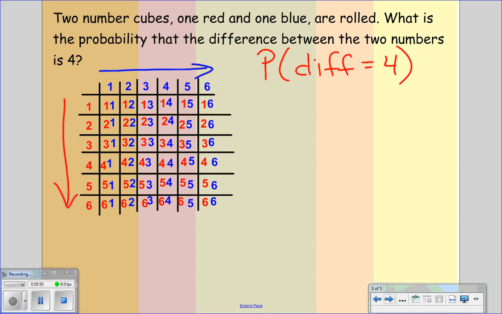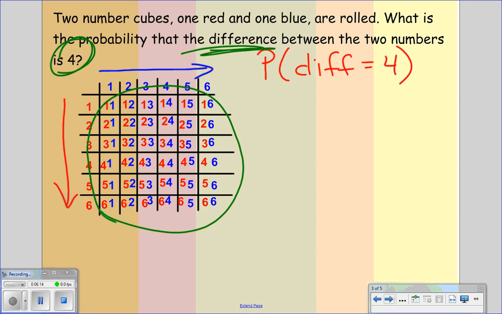And so if you look right here, that is our total number of possible outcomes. We've got 36 possible outcomes. Those are the different scenarios. This is asking us difference of 4.